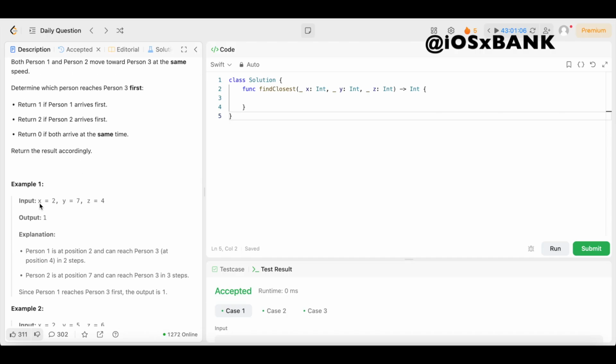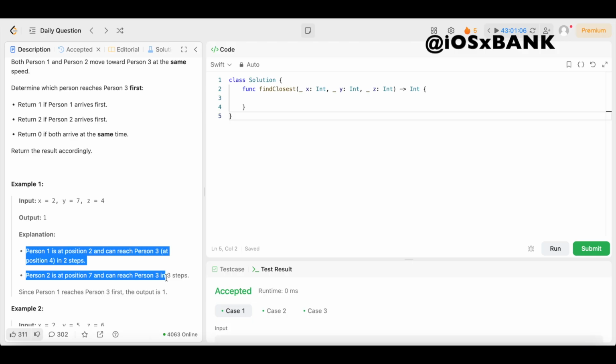So in example 1, we have our input x equals 2, y equals 7, and z equals 4. Our output is 1. Explanation says person 1 is at position 2 and can reach person 3 at position 4 in 2 steps. Person 2 is at position 7 and can reach person 3 in 3 steps. Since person 1 reaches person 3 first, the output is 1.